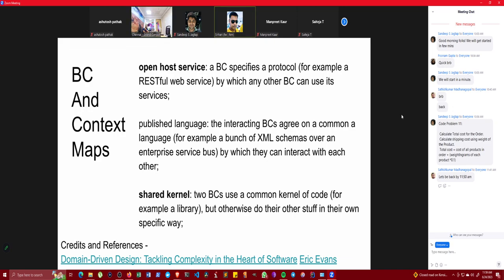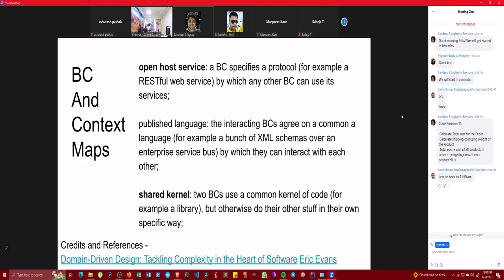Sandeep, do you want to add anything? I think for published language, the example would be domain events. For open host service, Swagger API is a good example of an open host where people are consuming. There's versioning maintained on an open host service, so as a consumer, you can say, I want to use version 1, I'm not yet ready for version 2. So that's typically open host.